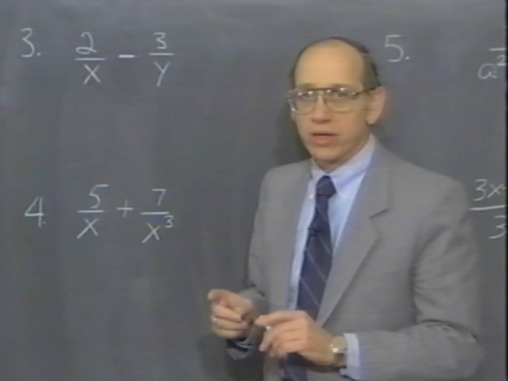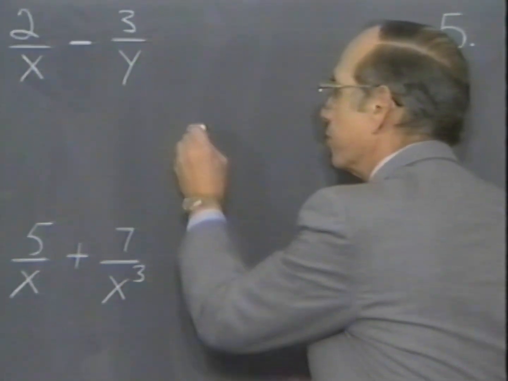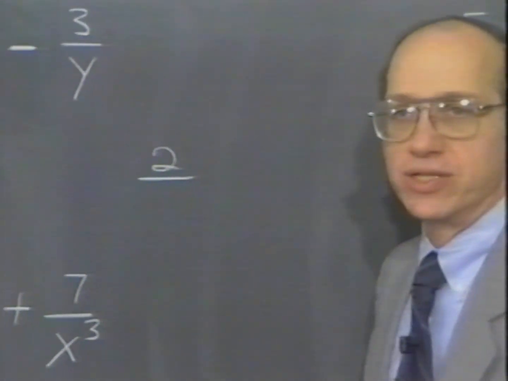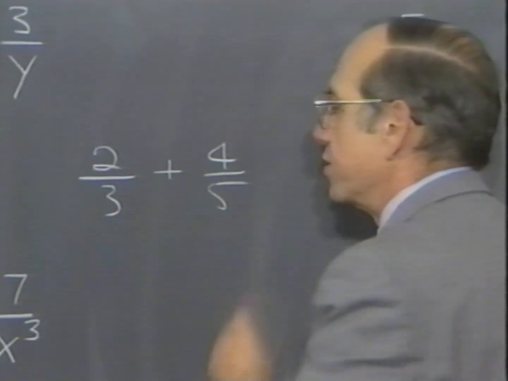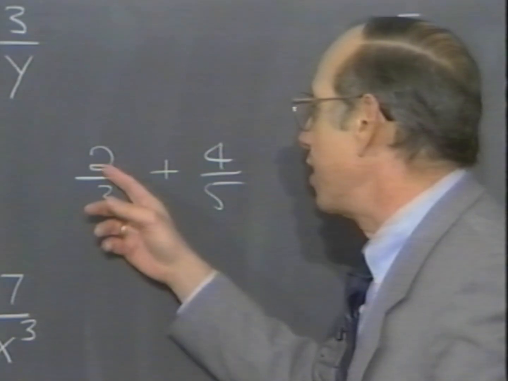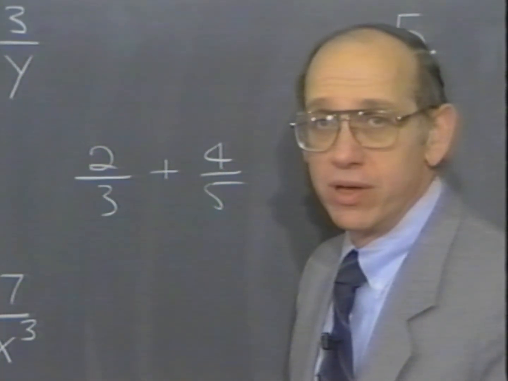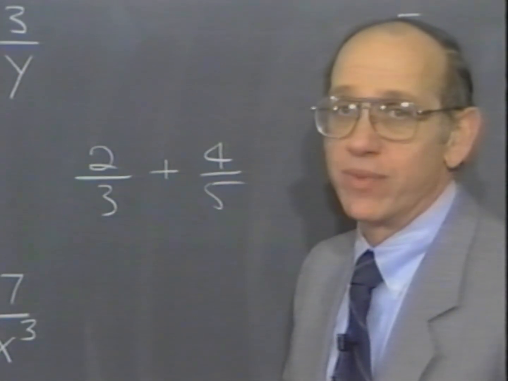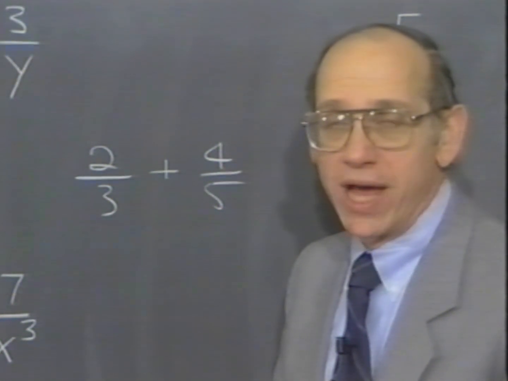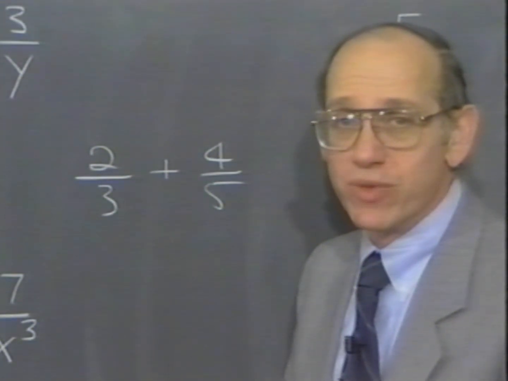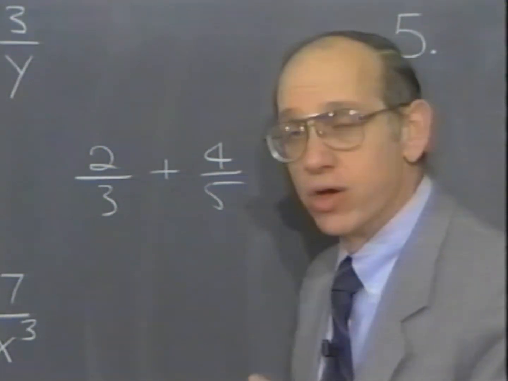Now, let's take a look at an equivalent numerical problem. Remember back in elementary school, you might have had to add, say, 2/3 plus 4/5. You can't just add the numerators because the denominators are not the same. But what you can do is make the denominators the same because you know that you can multiply the top and bottom of a fraction by the same number without changing the fraction. In essence, you're multiplying by 1.